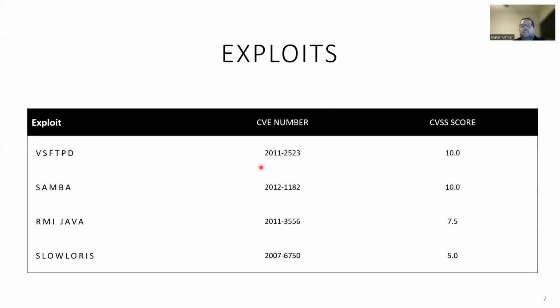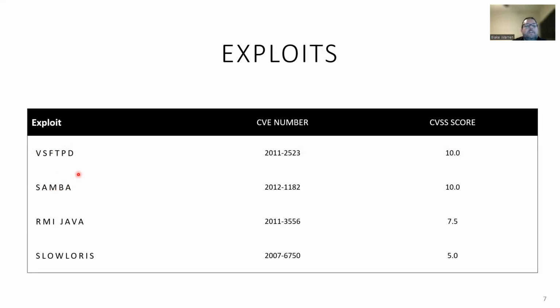Here's your CVE number, and then here's what's called a CVSS score. That's your common vulnerability scoring system. So the higher the number out of 10, the more vulnerable that is. So as you can see, this is an extremely vulnerable exploit that gives you root access on the computer.